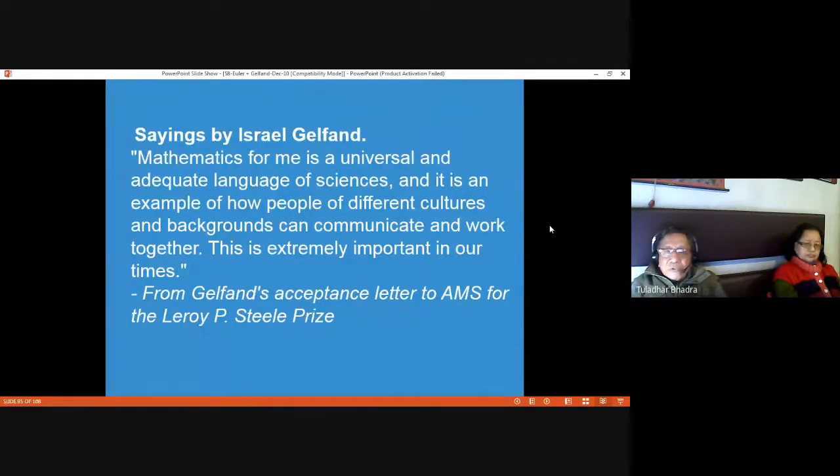Some sayings by Israel Gelfand: Mathematics for me is a universal and adequate language of science, and it is an example of how people of different cultures and backgrounds can communicate and work together. This is extremely important in our times. This is from Gelfand's acceptance letter to the American Mathematical Society for the Leroy Steele Prize.